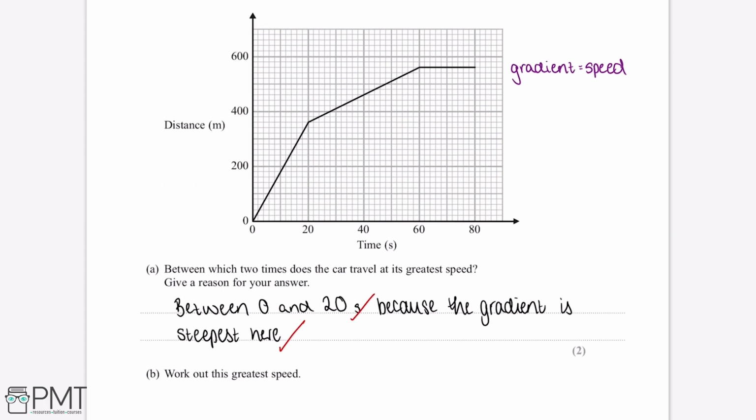So as before, the gradient of this graph is equal to the speed of the car. So in order to work out the greatest speed, we're going to want to work out the gradient between 0 and 20 seconds. What we can see from this graph is the distance that the car travels in 20 seconds is 360 metres. So our gradient is equal to the change in y divided by the change in x. The change in y from 0 to 360 is 360, and our change in x from 0 to 20 will be 20.